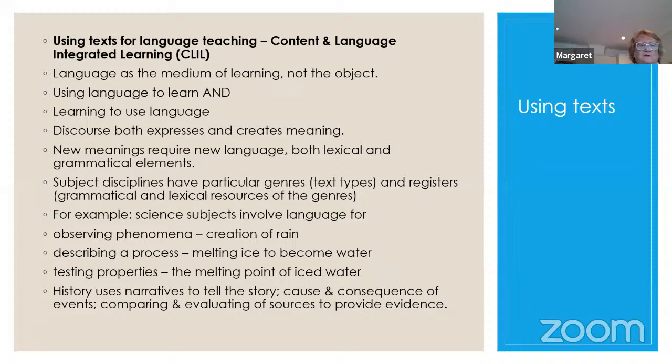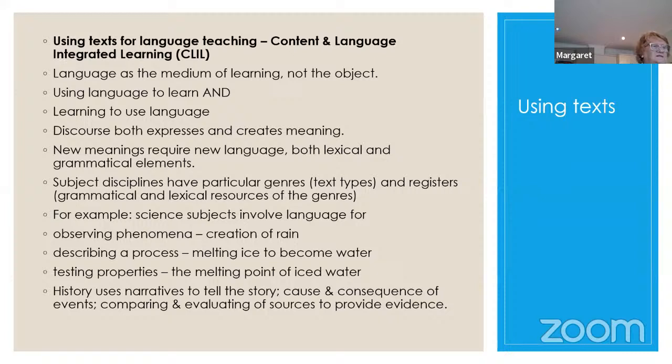So in science, you use language for observing phenomena, for example, how is rain created? Where does it come from? For describing a process, how ice melts to become water, how much heat you have to apply, what's the optimal point where it starts to melt to become water. It involves language for testing properties. What are the properties of the melting point of iced water?